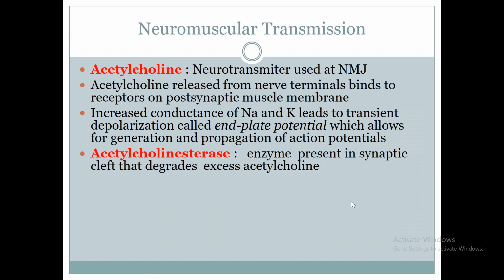What is neuromuscular transmission? Acetylcholine is a neurotransmitter that is used at nerve and muscle junctions. It is released from nerve terminals and binds to receptors on postsynaptic muscle membranes. That leads to increased conductance of sodium and potassium, leading to transient depolarization called end-plate potential, which allows generation and propagation of action potentials in muscles.